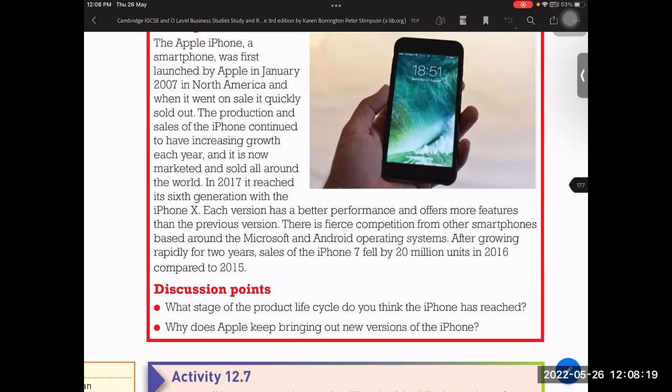Each version has better performance and offers more features than the previous version. There was competition from other smartphones based on the Android operating system. After growing rapidly for 2 years, the sales of iPhone 7 fell by 20 million units in 2016 compared to 2015.